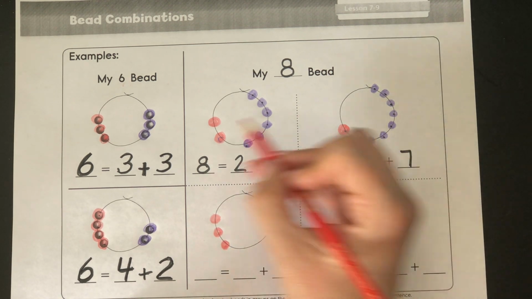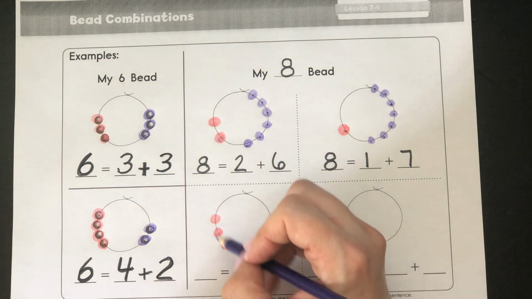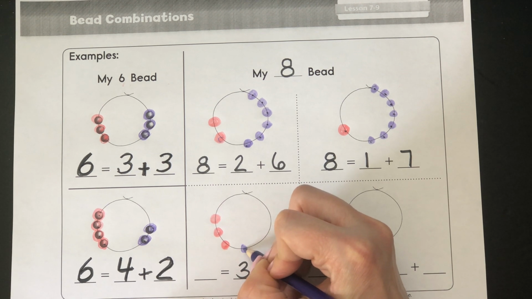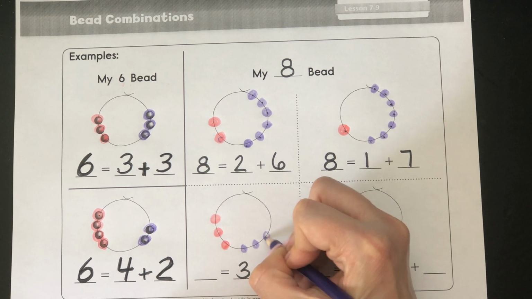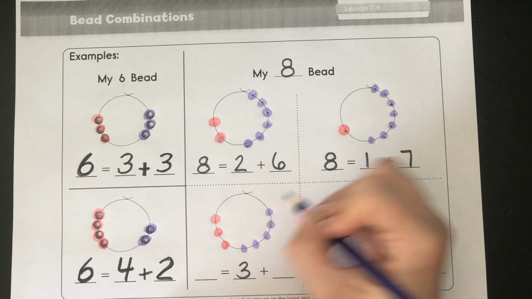See what I did? I did 1, I did 2. Now I'm going to try 3 reds. And then we're going to count up with my purples. Ready? I have 3. I'm going to count up until I say 8. 4, 5, 6, 7, 8, and then I stop.